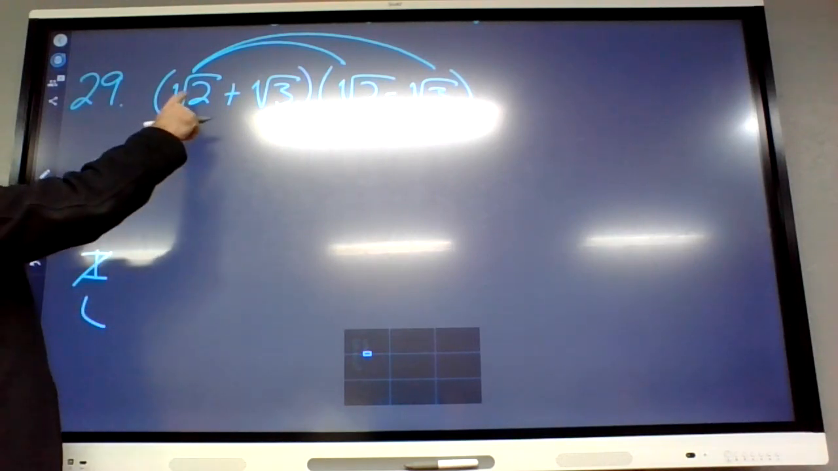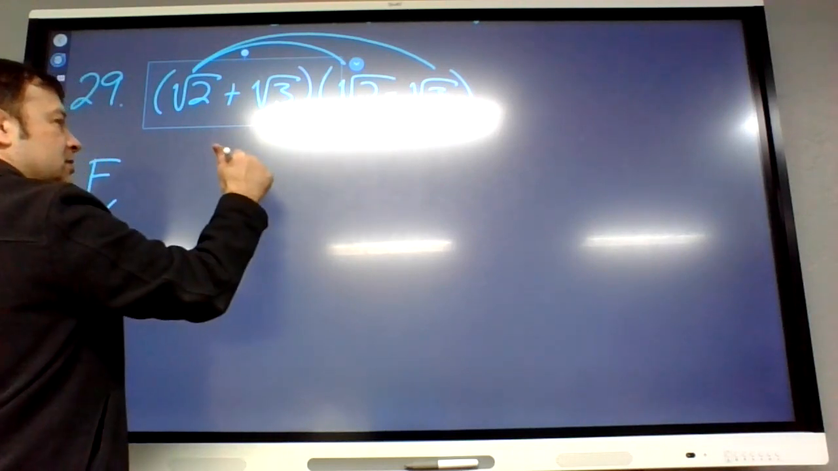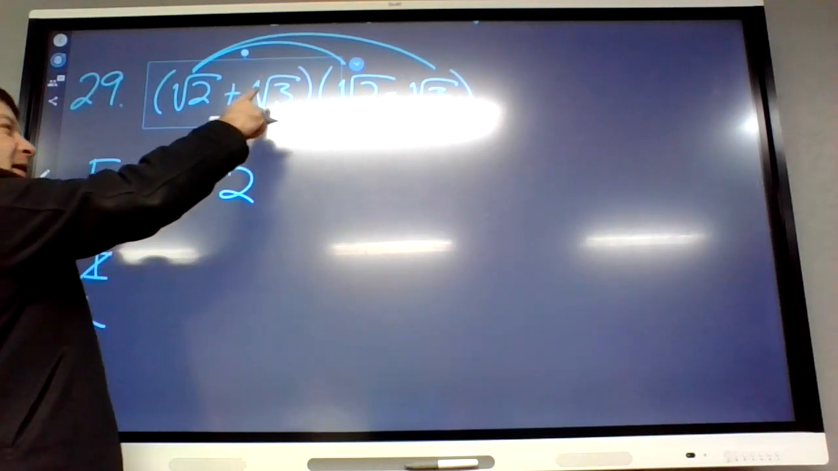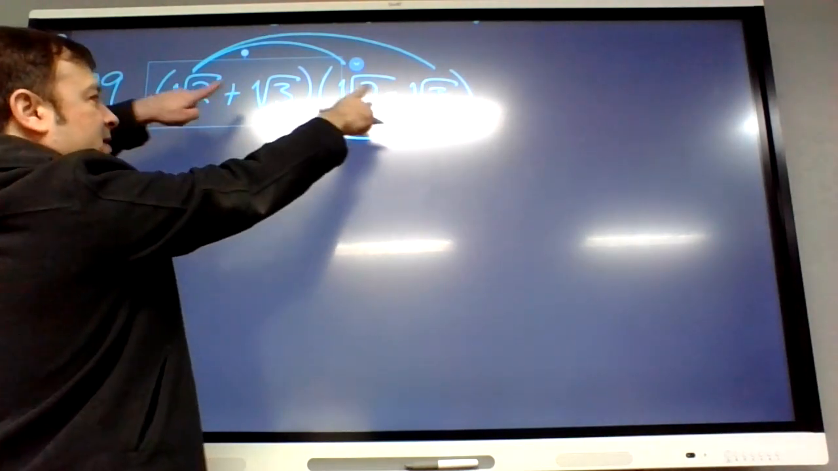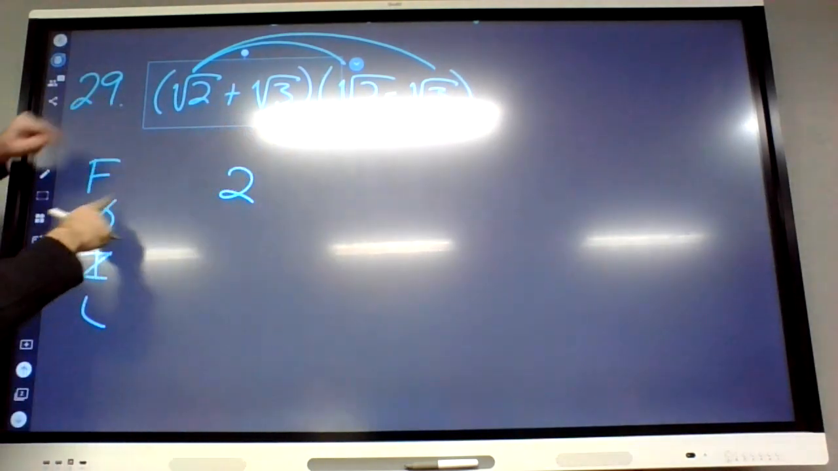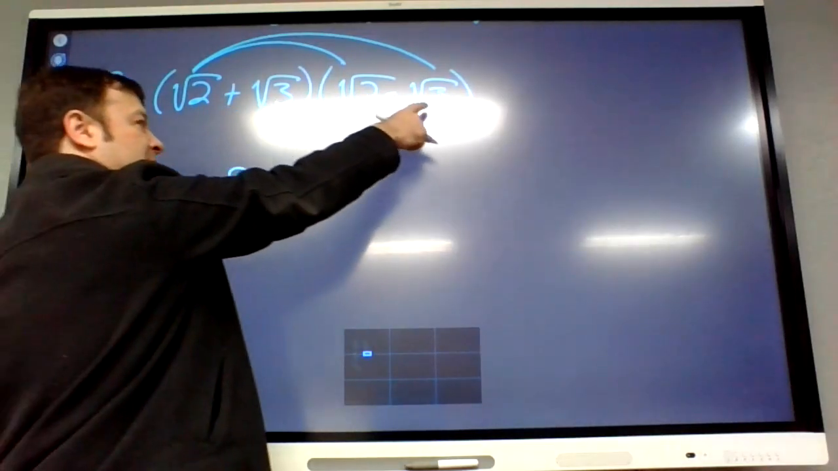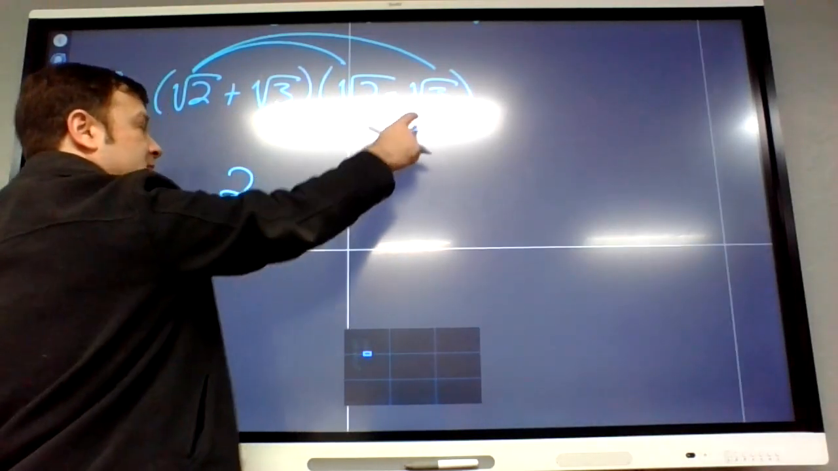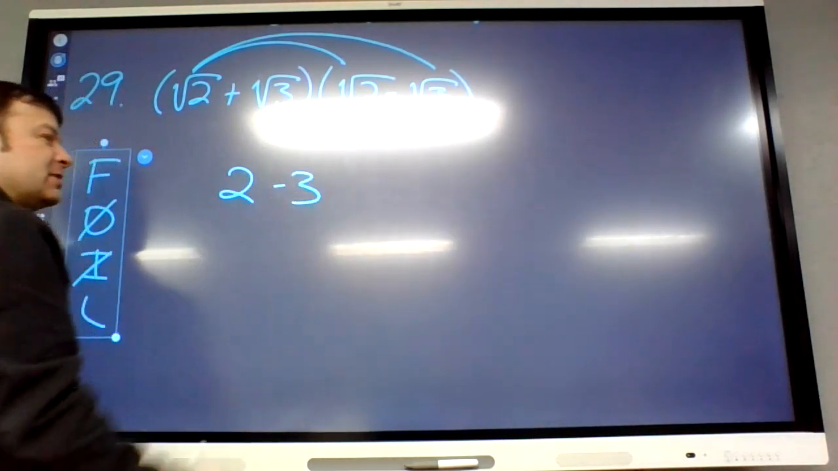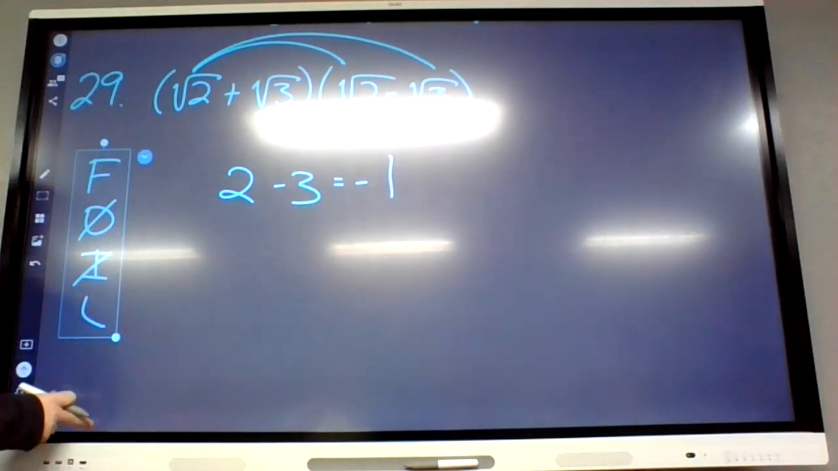So what is the square root of 2 times the square root of 2? Square root of 4, which is 2. Okay, and then the outside and the inside are like negative square root of 6 plus square root of 6, so they're going to go away. The last is square root of 3 times negative square root of 3, which is negative 3. So it's just 2 minus 3, negative 1.